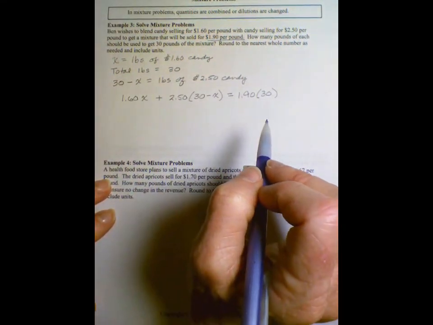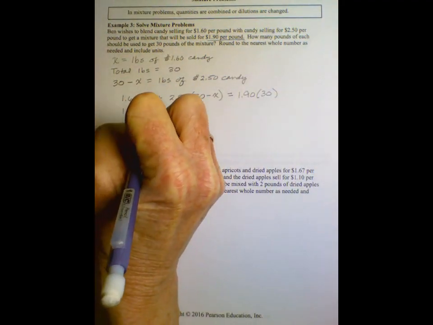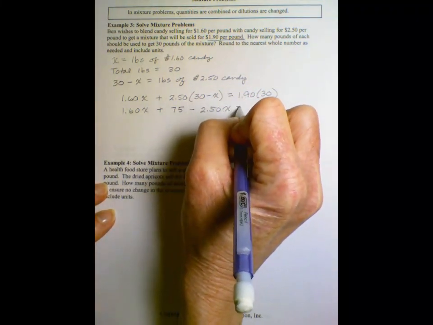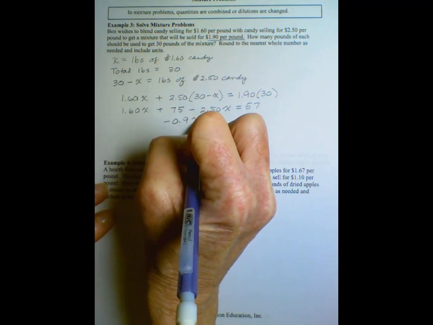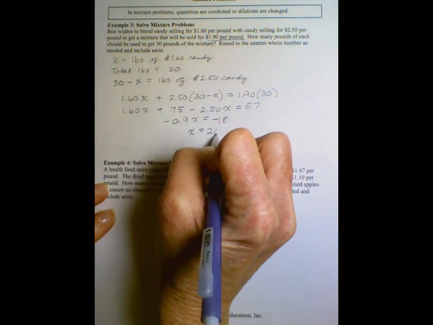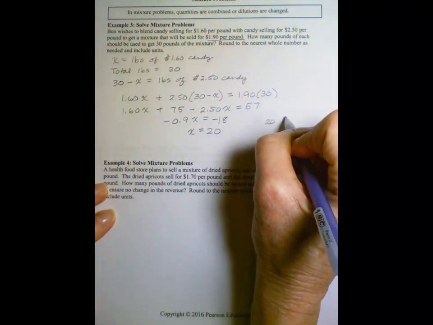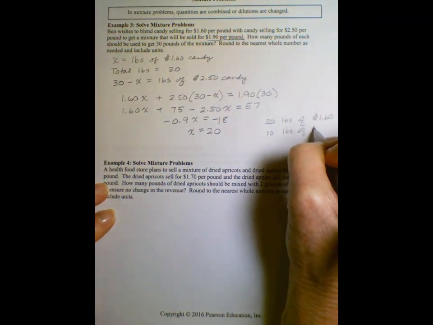We have to use equations to solve these, right? We could have played around with it, but the idea is to learn how to use mathematical models and set up an equation. So now it's just a matter of distributing, combining like terms, and solving for x. 2.50 times 30 is 75, minus 2.50x, and this comes out to be 57. So combining like terms here, what do we get? Negative 0.9x equals negative 18. Divide both sides by negative 0.9, and we get x equals 20. And it said how many pounds of each. What did we find? We found x was the pounds of the $1.60 candy. So we need 20 pounds of the $1.60, and how much for the $2.50? Well, we can do that in our head, right? The total is 30, so 10 pounds of the $2.50.